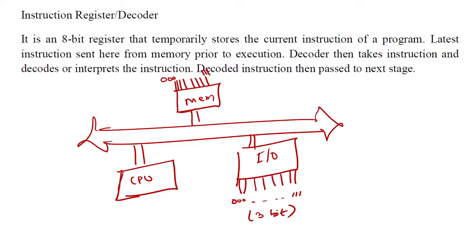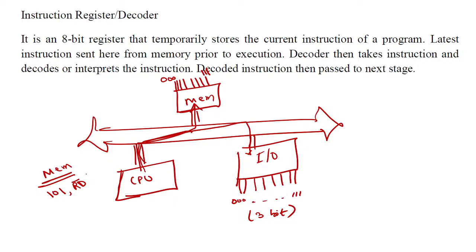When the CPU wants to read or write something from memory or input output devices, it will generate a memory request. The memory request will contain two things: the address of the location on which it wants to perform the read or write operation, and the control signal saying whether it wants to read or write. This address and signal will go to memory and also to the input output devices, because they are connected to the same system bus.